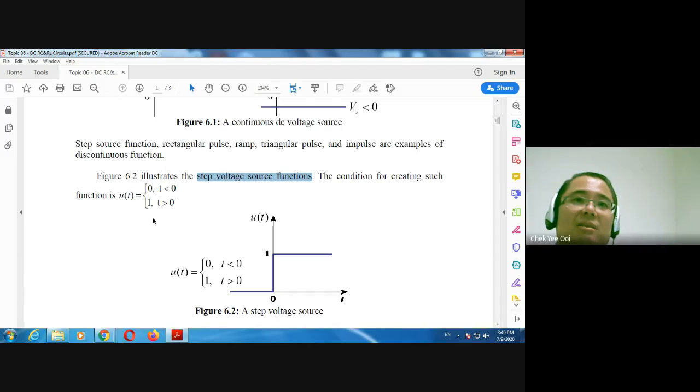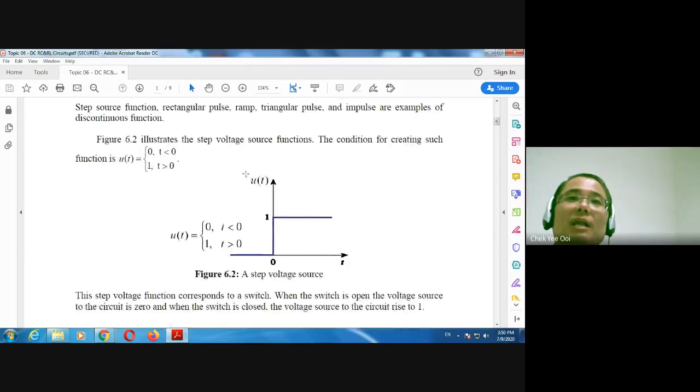Step function means that, you see here, the symbol is u(t). When you see the symbol u(t) in signals and systems, you will consider it to be a step function. Step function means that at negative time it is always zero. Then at positive time, it is always one. So in the purple color here, at negative time it is zero, then at positive time it steps to one. This is called the step function, or step voltage function. The symbol is u(t).